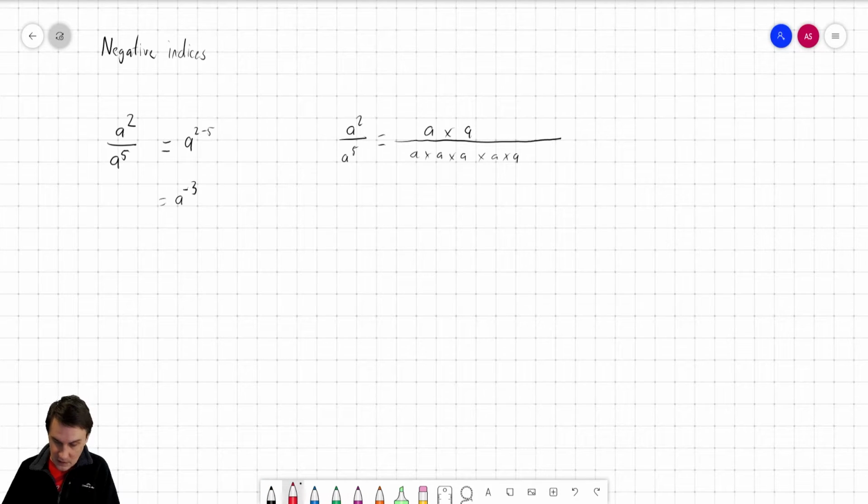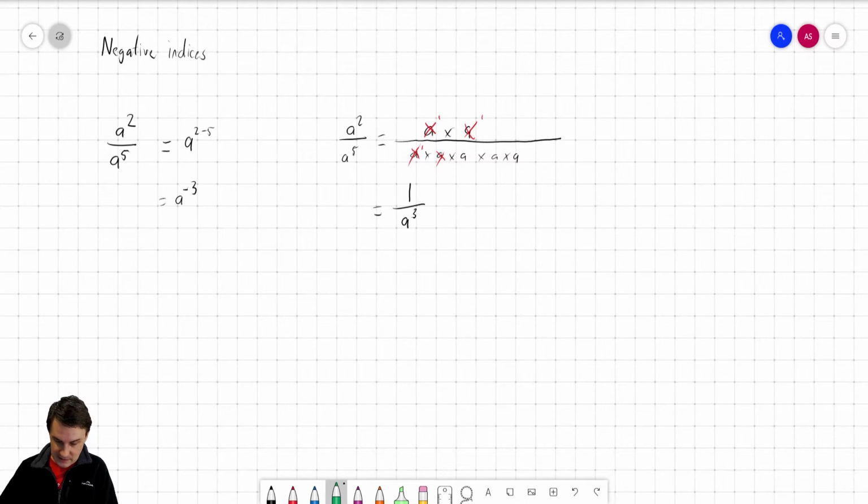There we go. So when we're cancelling here, remember for every a in the top, in the numerator, we can cross one out in the bottom, or the denominator, as well. So if I cross out one at the top, I can cross one out at the bottom. Another one at the top, another one at the bottom. And remember, each of these is being replaced by a little number 1 to represent them. So now as I work this out, we end up with this result of 1 over a to the power of 3.